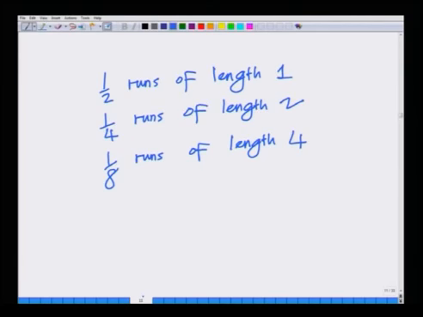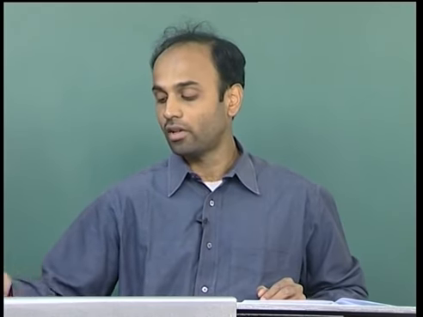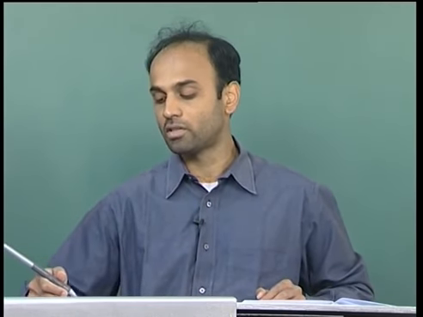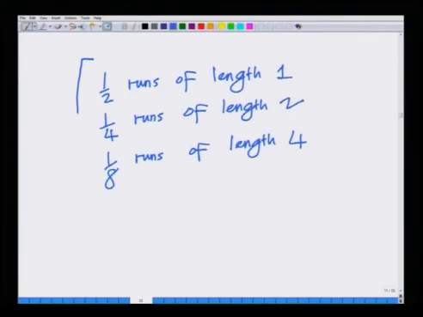That is, half of the runs are of length 1, 1/4 are of length 2, 1/8 of length 4, and then for longer PN sequences you can say 1/16 of the runs of length 8, and so on and so forth, and you can continue. So, this is known as the run length property of PN sequences.